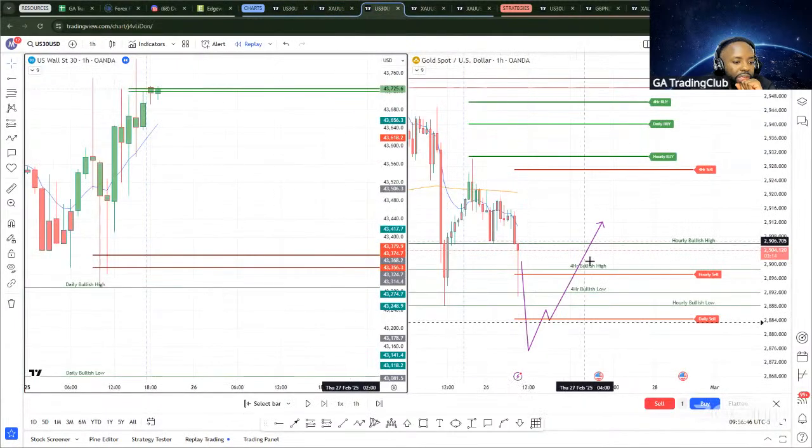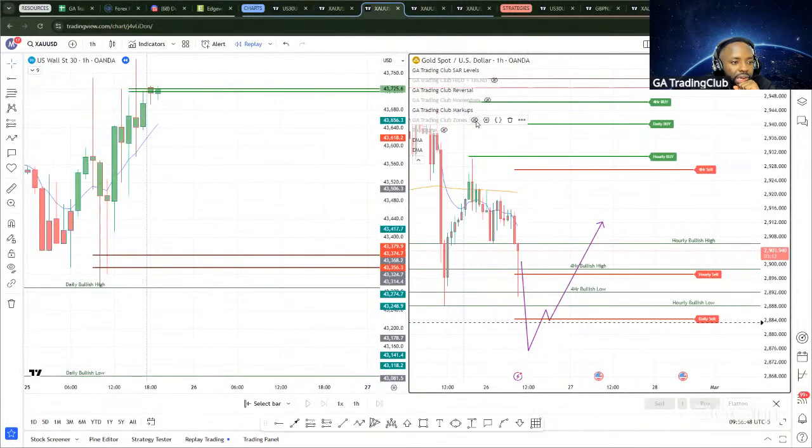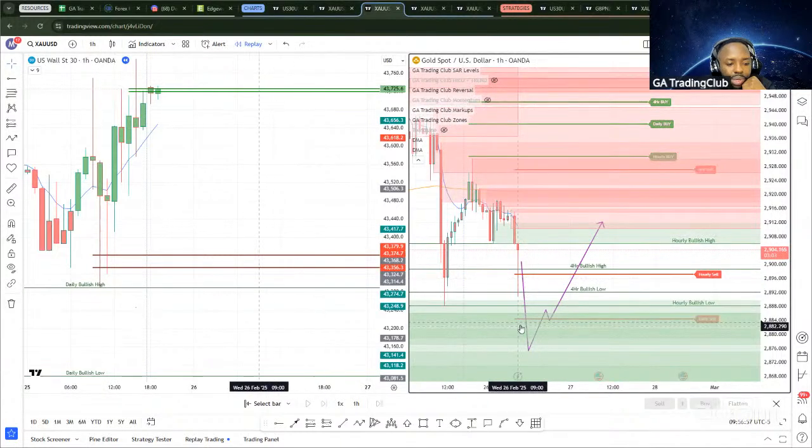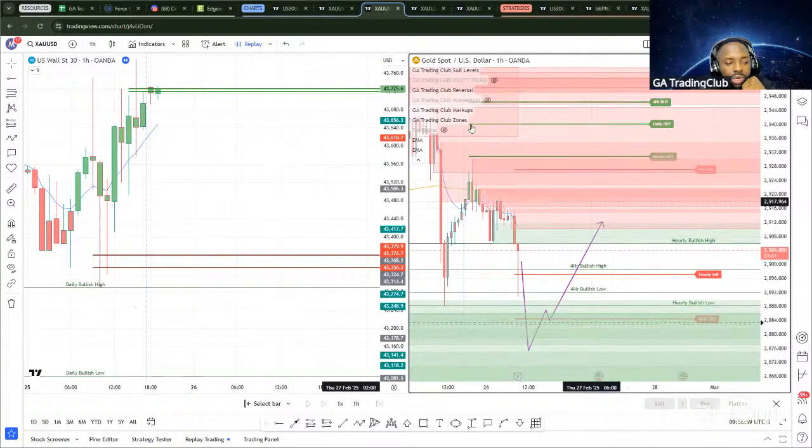So on this hourly one, unfortunately, I wish we were in a green zone here on gold, I would have set a pending buy order on gold. But again, for me, I'll be looking to take a buy on gold at 28.84.